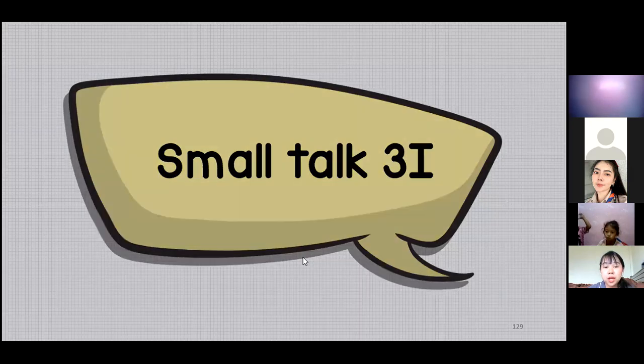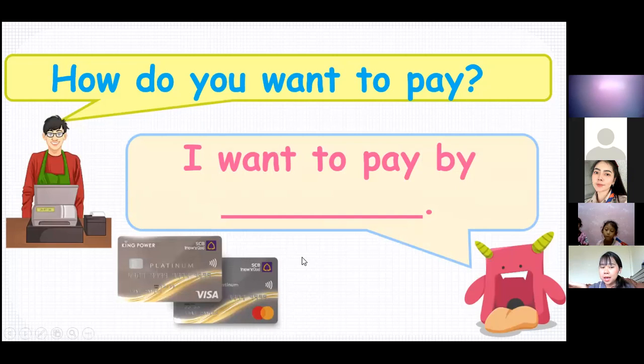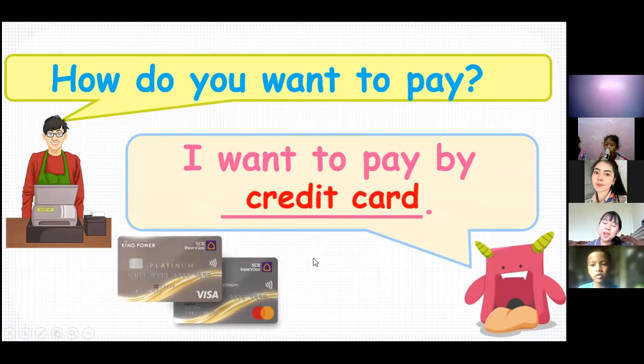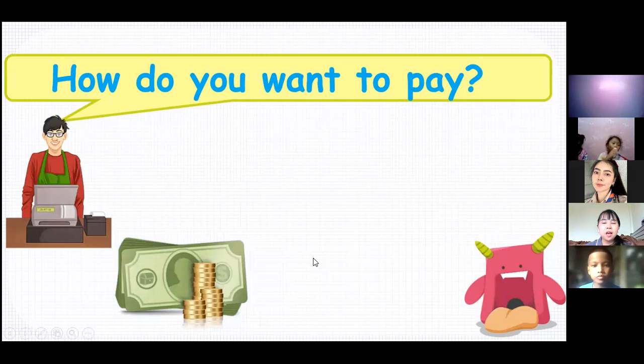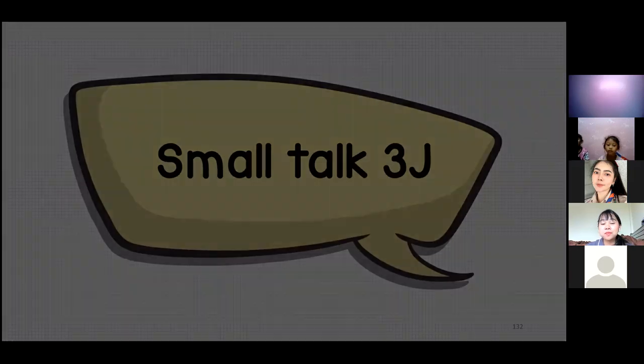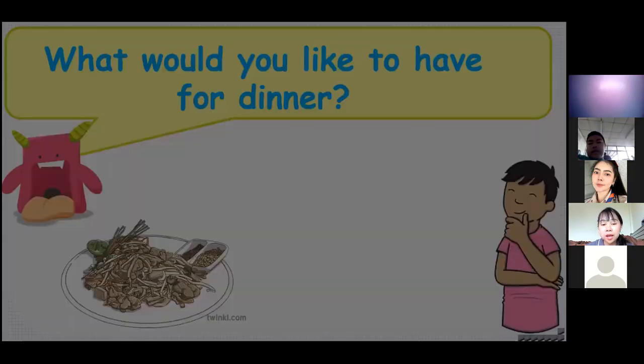Small talk 3I. How do you want to pay? I want to pay by credit card. Very good. How do you want to pay? I want to pay by cash. Next one, small talk 3J.